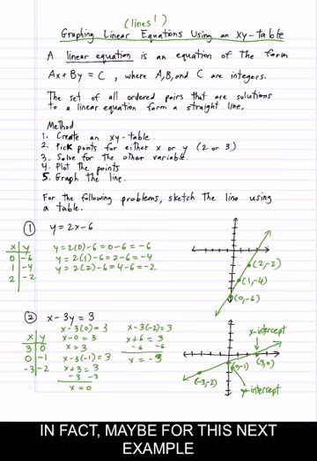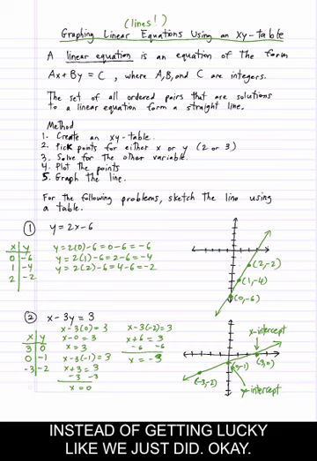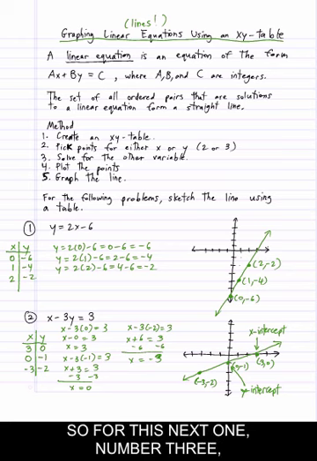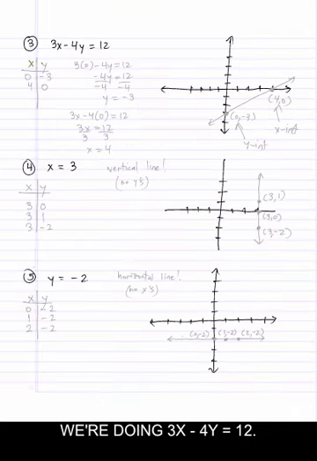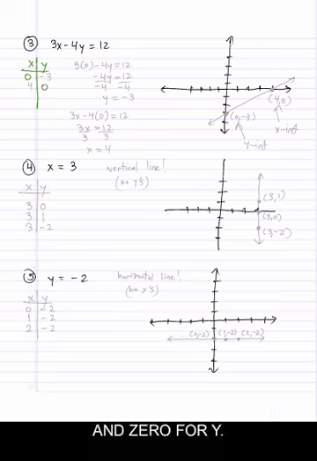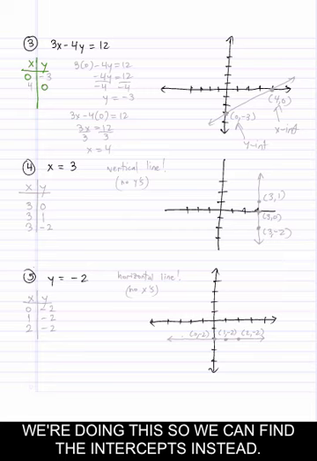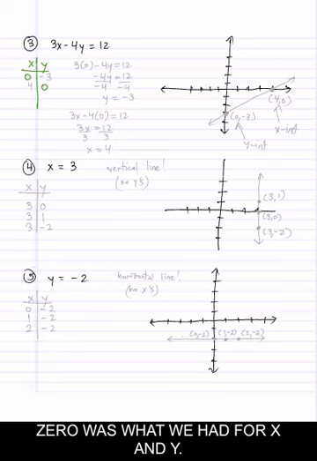In fact, maybe for this next example, we will practice finding those on purpose instead of getting lucky like we just did. Okay. So for this next one, number 3, we're doing 3x minus 4y equals 12. What I'm going to do is I'm going to do 0 for x and 0 for y. We're doing this so we can find the intercepts instead. If you recall in the last problem, 0 was what we had for x and y. So let's see what we get.